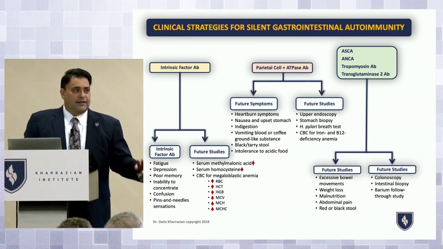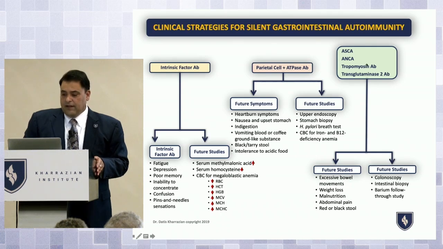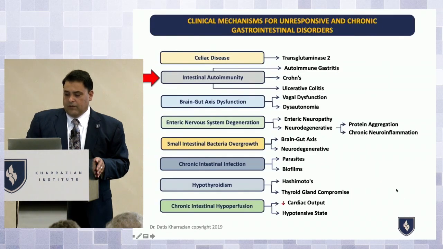So it can be devastating. They also have the infection. And then ASCA, ANCA, trypamycin, if they have these, then you want to do some follow-up future studies to make sure they're okay. So that's the intestinal autoimmunity story.